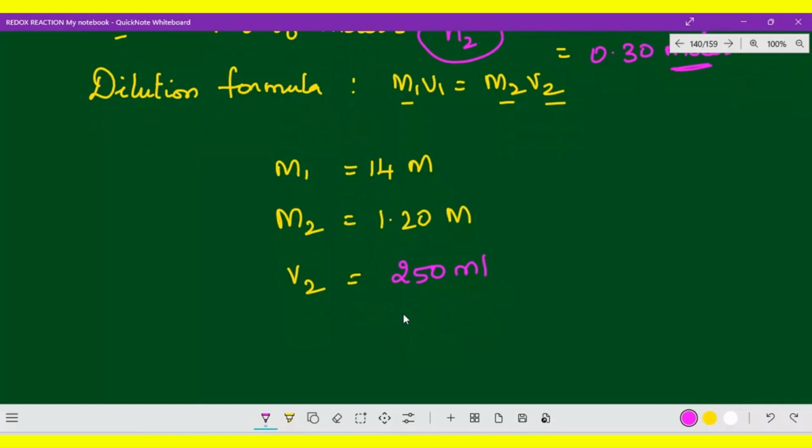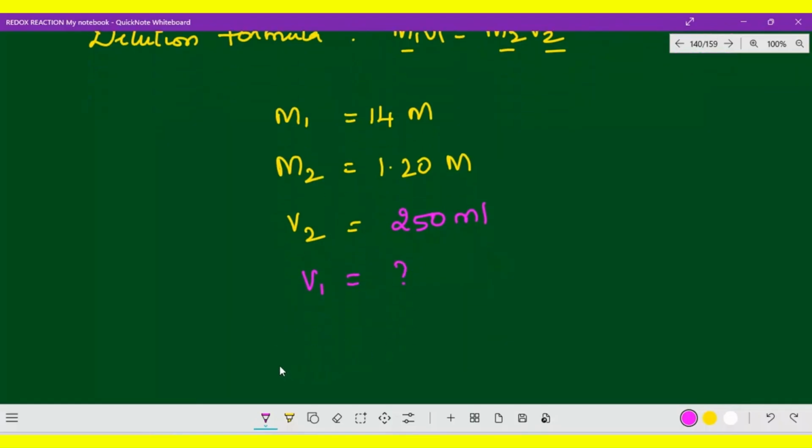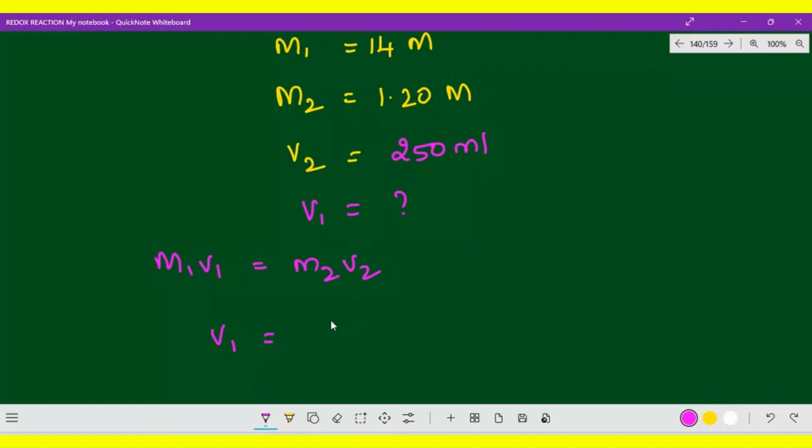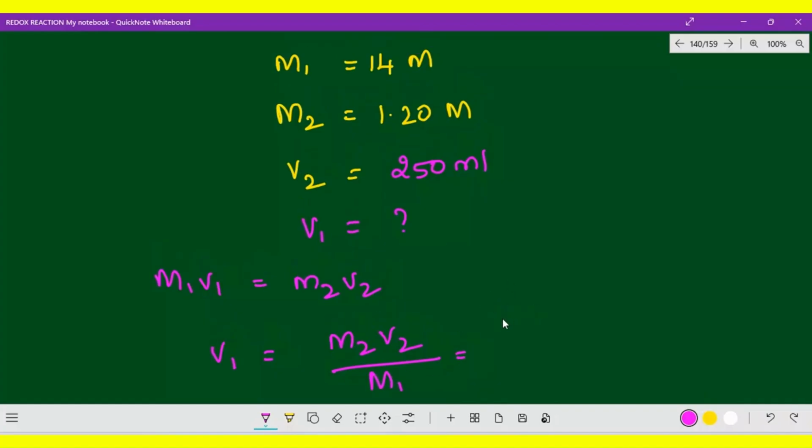And now M1 V1 = M2 V2. We only have to identify V1. So M1 V1 equal to M2 V2. Here V1 we bring outside, so V1 = M2 V2 divided by M1. Let us apply the values. M2 is 2.0 into 250 mL. Please note down, 250 mL.